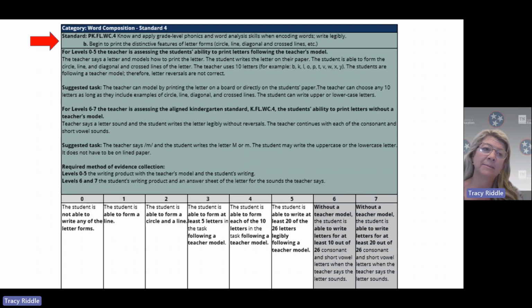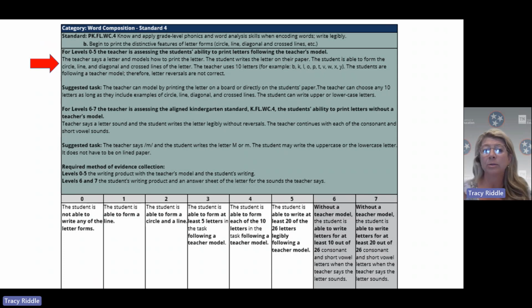diagonals, and cross lines. For this standard, the teacher will assess the student's ability to print letters following the teacher's model. To assess this standard, the teacher will say a letter and model how to print that letter. The teacher will write this letter. You will see in the suggested task, you can model by printing on a board. You can print directly on the student's paper.